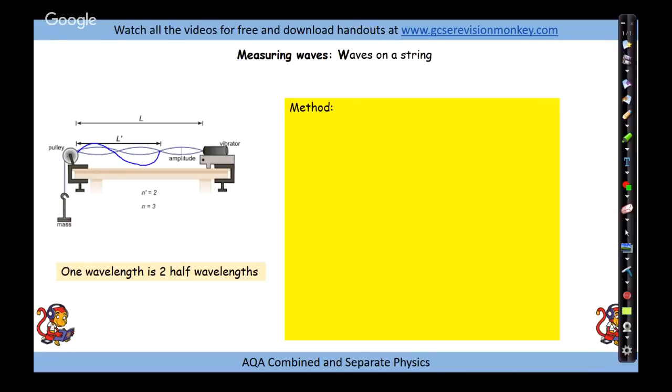Okay, so when it's moving really quickly, they kind of form a shape that looks like that, but of course the string is only ever in one position. We've got to measure one full wavelength, which includes an up and a down part.